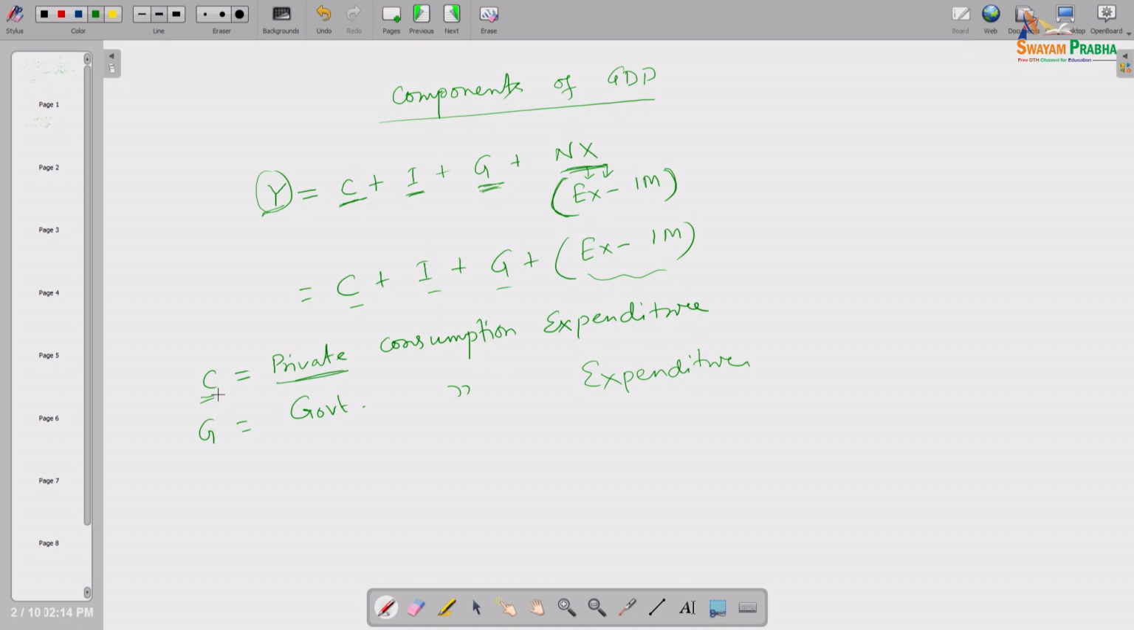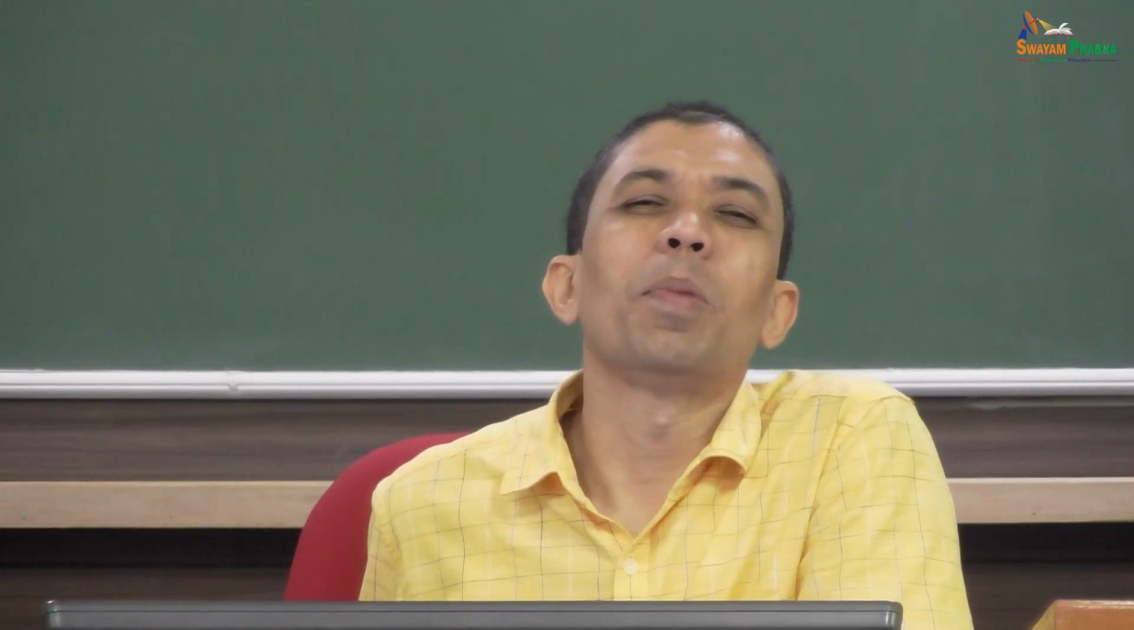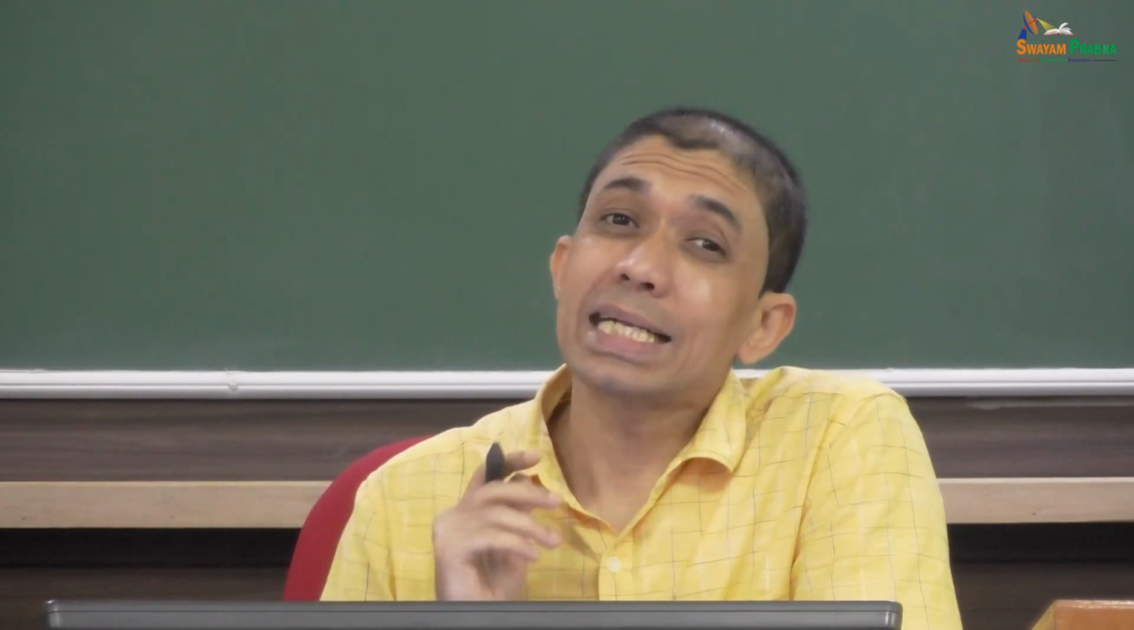One exception is there: purchasing of new housing. Say suppose I am purchasing a new flat, a house. I am spending some money for that, maybe 70 lakh rupees or 80 lakh rupees. So that is also my expenditure.